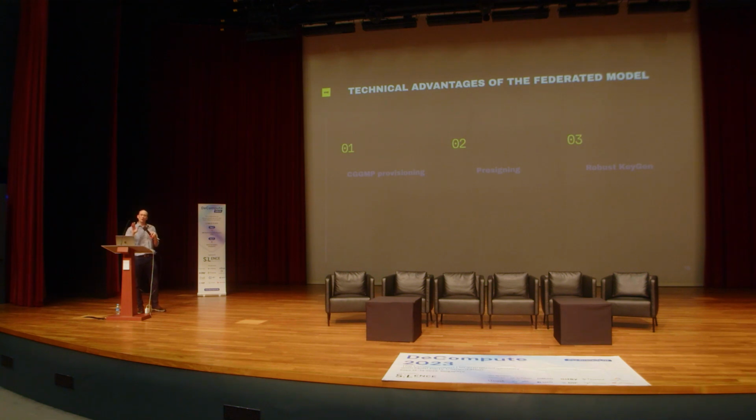So I won't go into many technical details. I'll just sort of highlight the main points here. But I'll give 3 examples, or I'll try to get through 3 examples, one of which is related to provisioning in the CGG-MP protocol, another which is related to pre-signing, and then a third which is a robust key generation. And I think if I don't have time, I'll skip the third one. It'll be OK. But I want to make sure to cover at least the first 2.